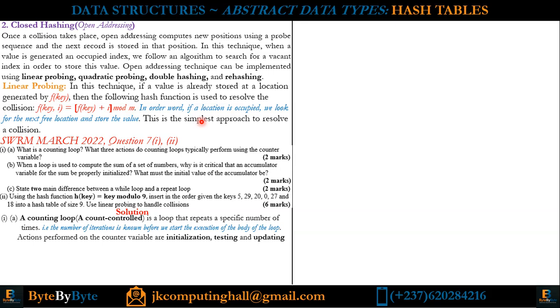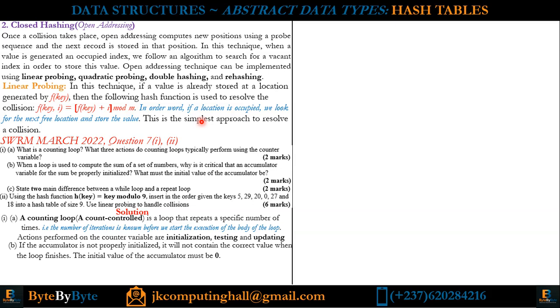A counting loop, also known as a count controlled loop, is a loop that repeats a specific number of times. That is, the number of iterations is known before we start the execution of the body of the loop. That we call a counting loop. Actions performed on the counter variable are initialization, testing, and updating. For i equals 0, that's the initialization. i should be less than a particular value or greater than a particular value, that's the testing. And now updating: after an iteration, is our counter incrementing or decrementing, and by what value? That's what we call the updating. So those are the three actions performed on a counter variable: the initialization, the testing, and the updating.